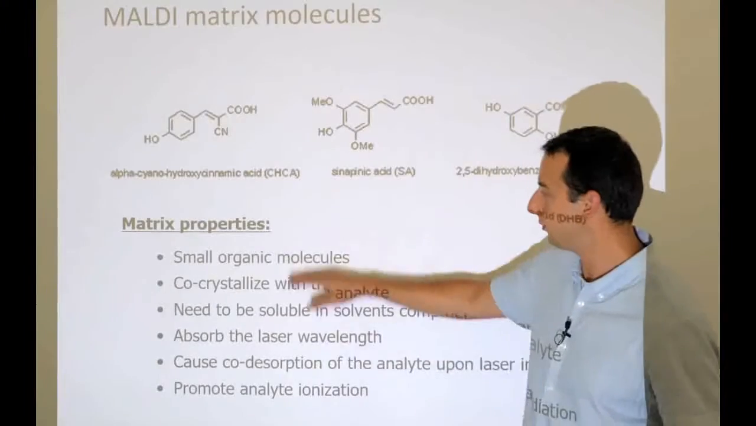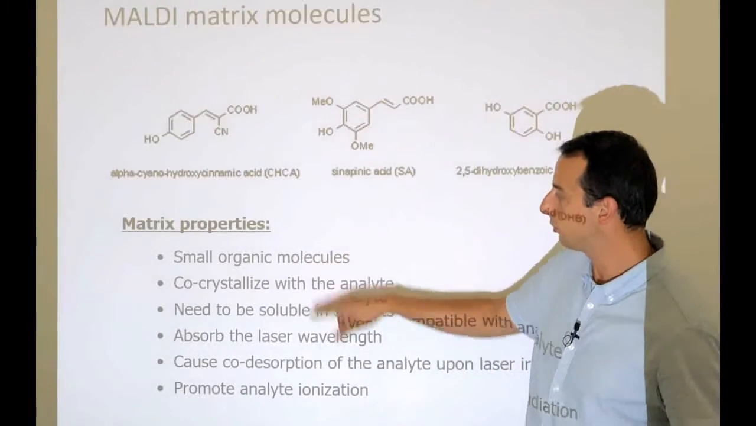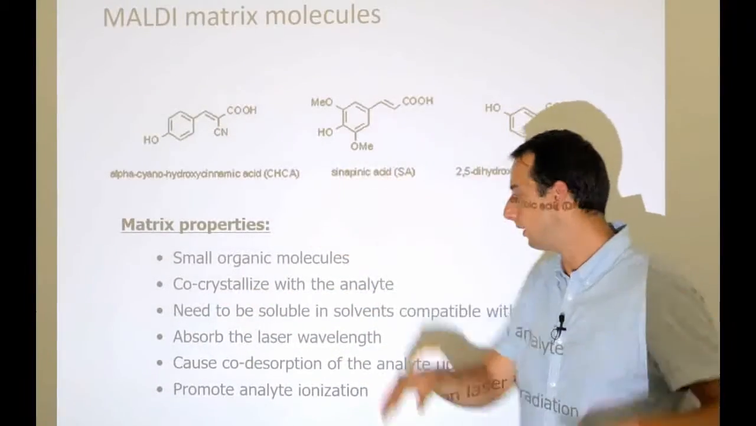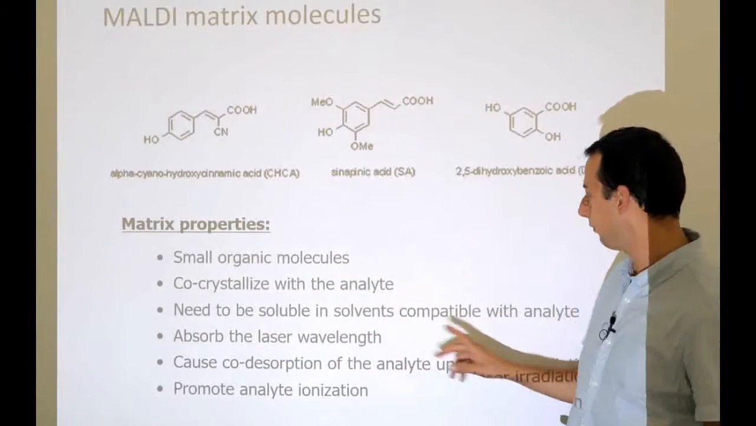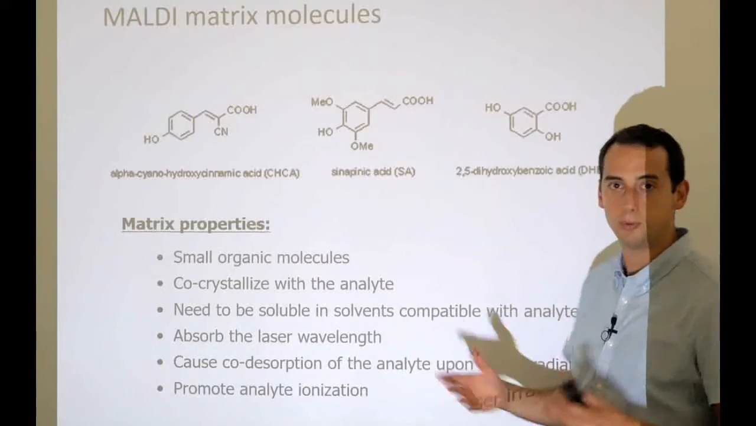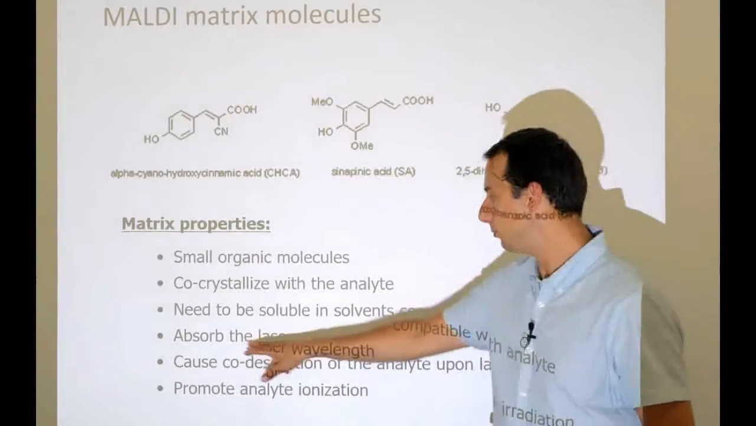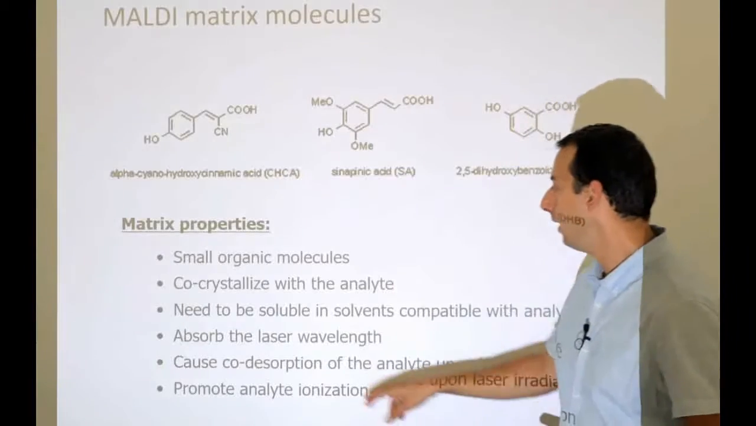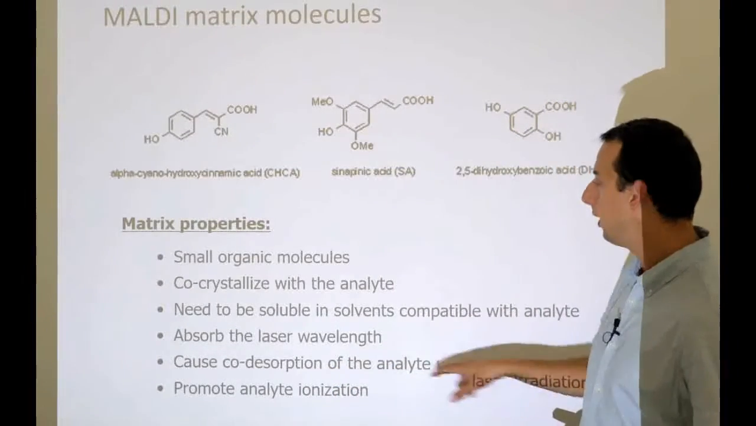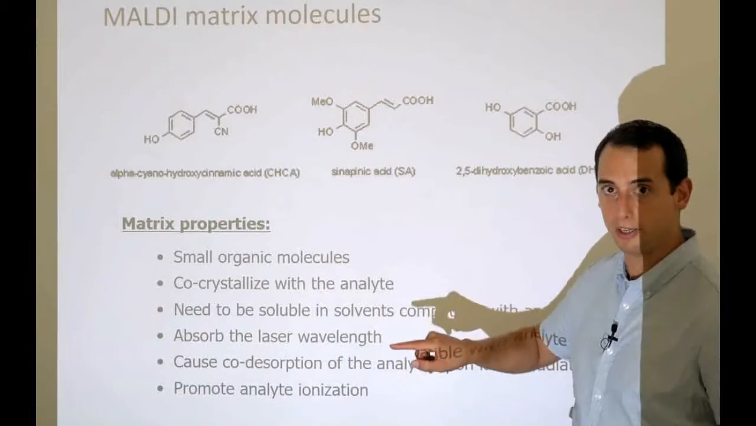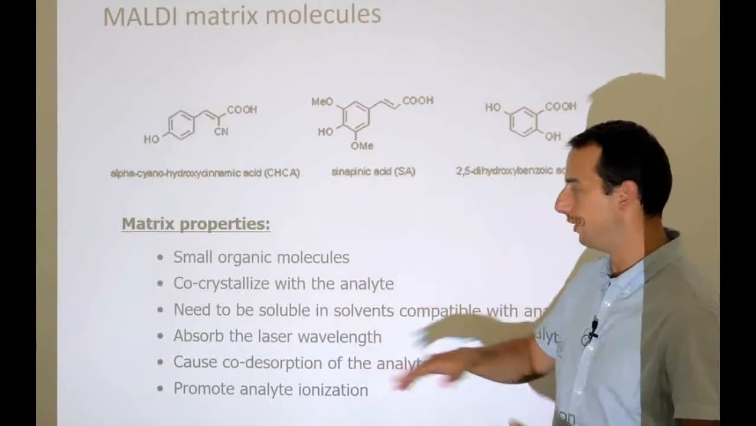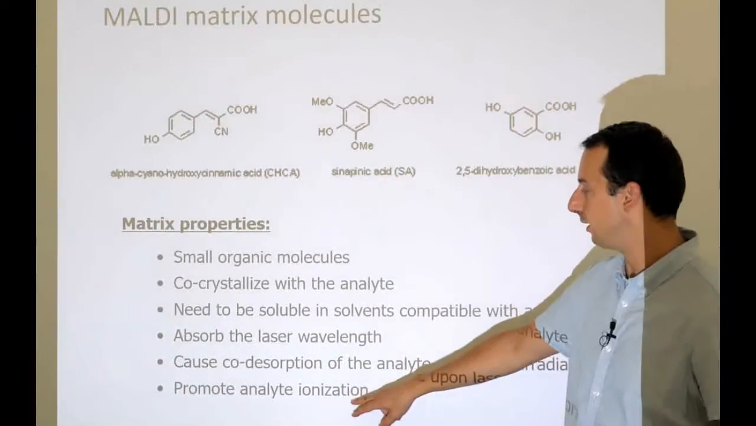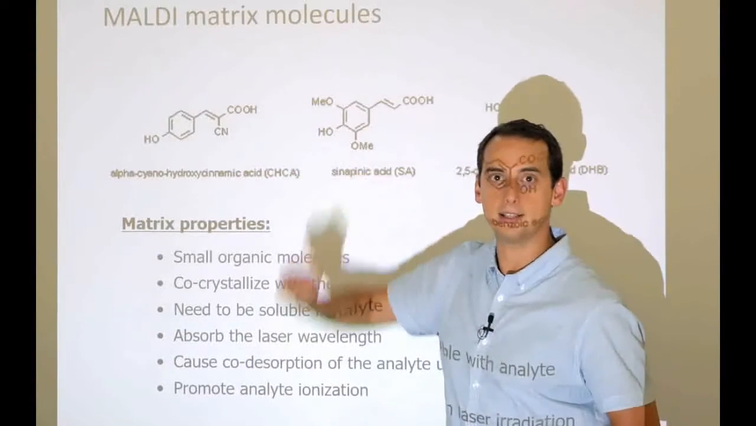And we can see that here in the summarization. We need small organic molecules because they're small and simple to work with. They should co-crystallize with the analyte, remember the layer cake. They should be soluble in solvents that will also dissolve our analyte, otherwise we could never get them together on the plate. They should absorb the laser wavelength, this is crucial, otherwise we don't get the explosion, we don't get the desorption. And they should cause this co-desorption of the analyte, which will happen if the matrix absorbs the laser light to get the energy, and if, of course, they are soluble and co-crystallize with the analyte, this is automatic. Finally, they should promote analyte ionization, hence the carboxylic acid that they all contain.